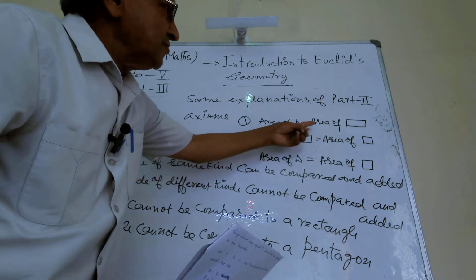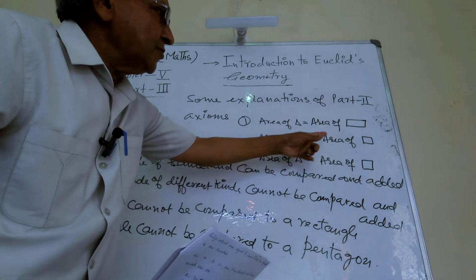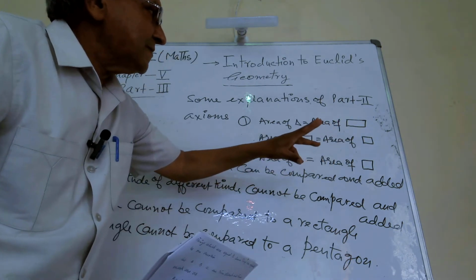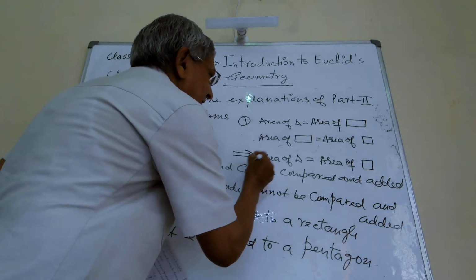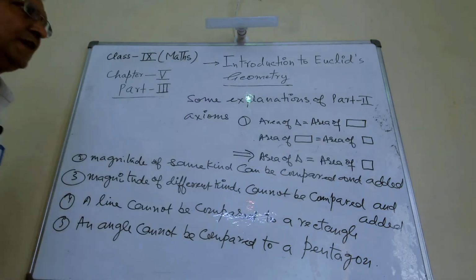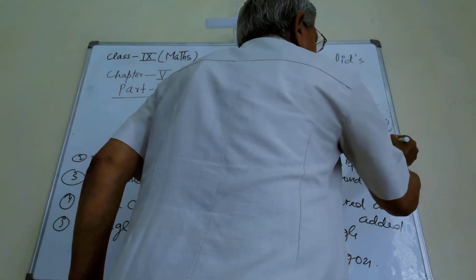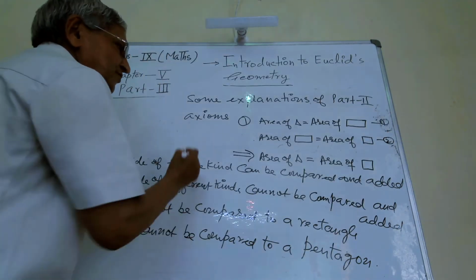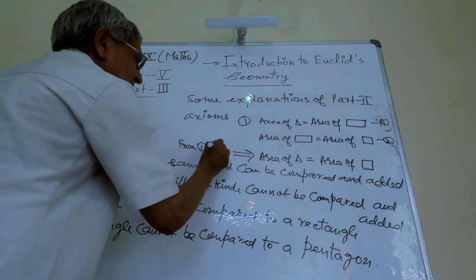Area of a triangle is equal to area of a rectangle, and area of a rectangle is equal to area of a square. This implies that area of a triangle is equal to area of a square. From the first and second, this is the first and this is the second, you can say from the first and second.